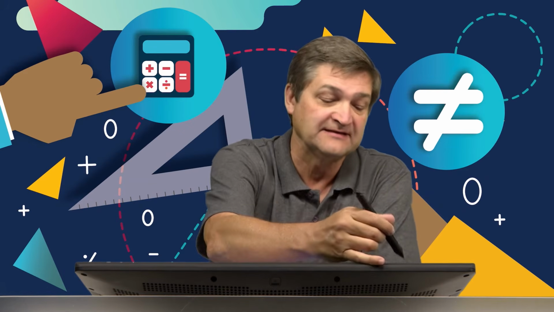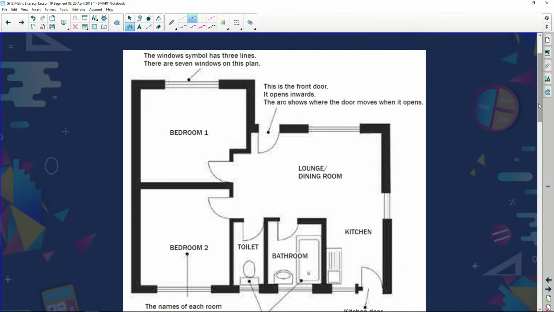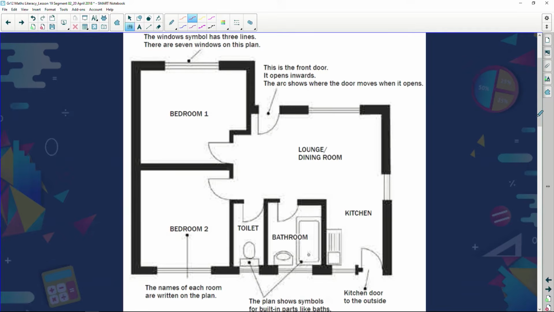Now, with that, let's have a look at a real plan. So here we go, and we say, here's the plan. We can see straight away that we have the windows. Windows are 3 lines within a solid wall. So that symbolizes my window.